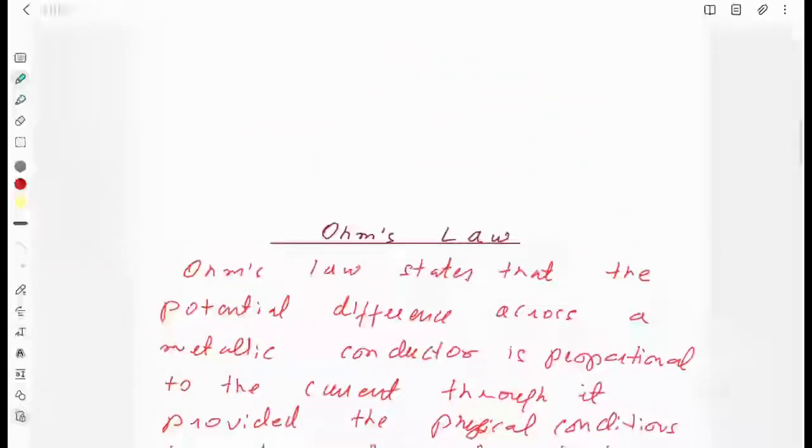If you allow me to write it mathematically, I will say potential difference is proportional to current I, or if I write equals to, R is the constant of proportionality, and the equation will become V equals to IR. This is Ohm's law.